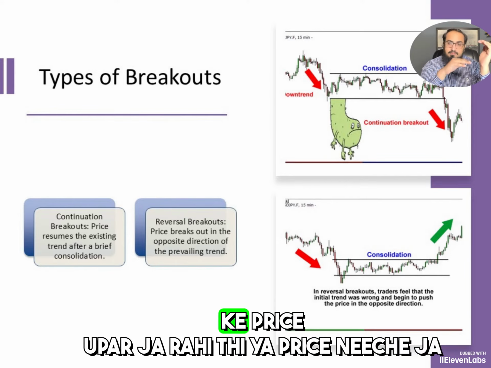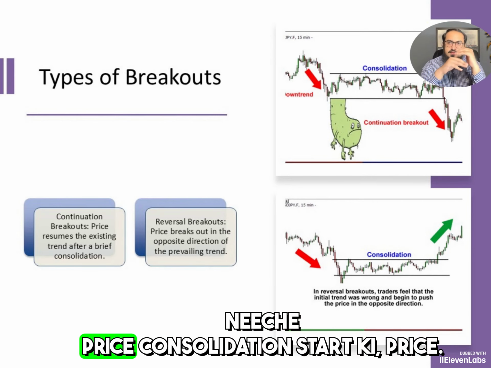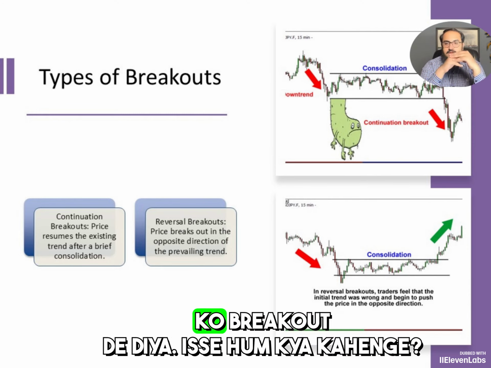What happens in a reversal breakout is that the price was going up or the price was going down. For example, the price was going down, then the price started consolidation. After starting consolidation, the price gave a breakout upwards. So what we will do is a reversal breakout.